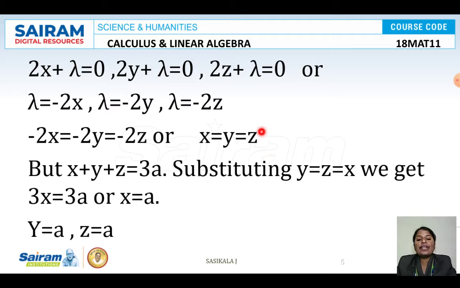Now we need to find the stationary point. As we know the condition, x plus y plus z should be 3a. Substituting, all three are equal, so y will be x, z also will be x. It will become 3x equal to 3a, or x is equal to a. Now x is equal to a, so y is equal to a as well as z is equal to a. This is the stationary point: x equal to a, y equal to a and z equal to a.